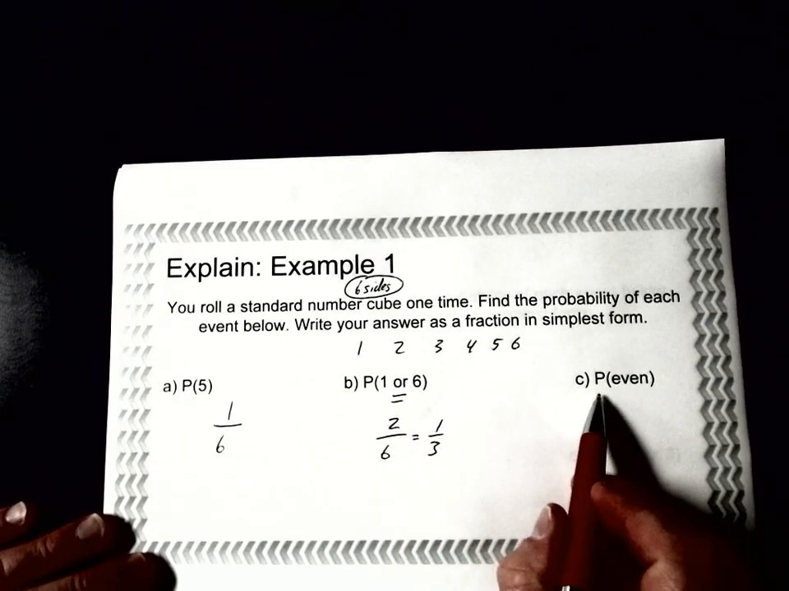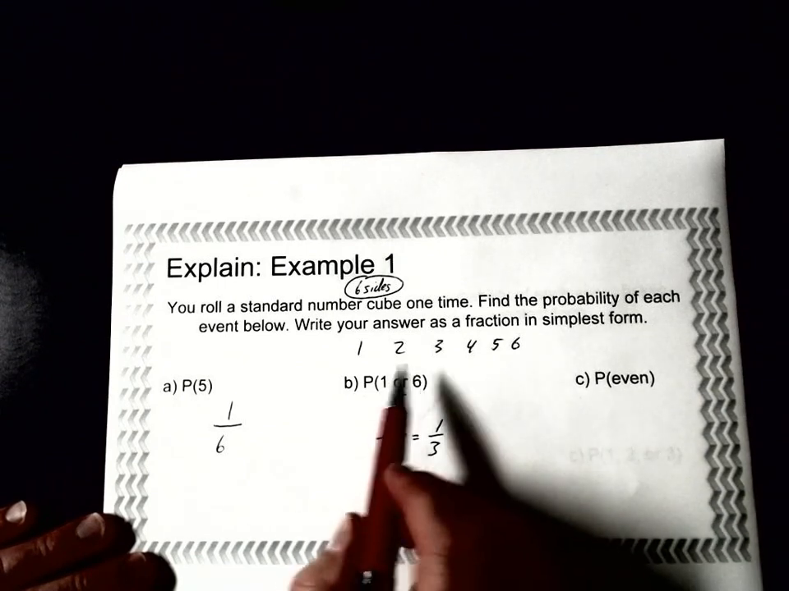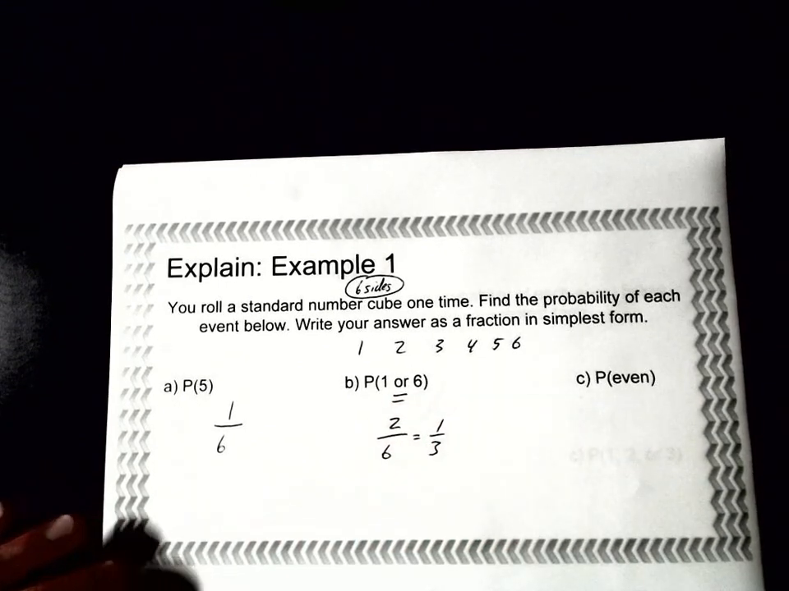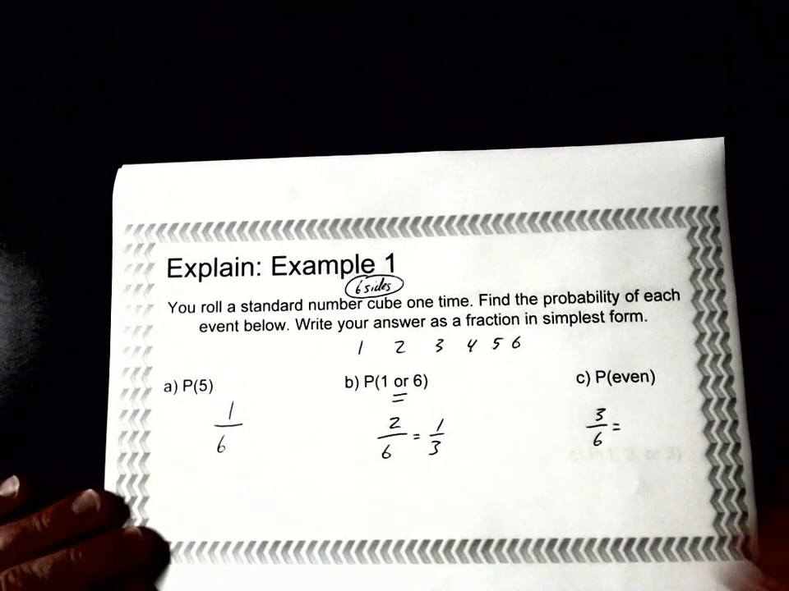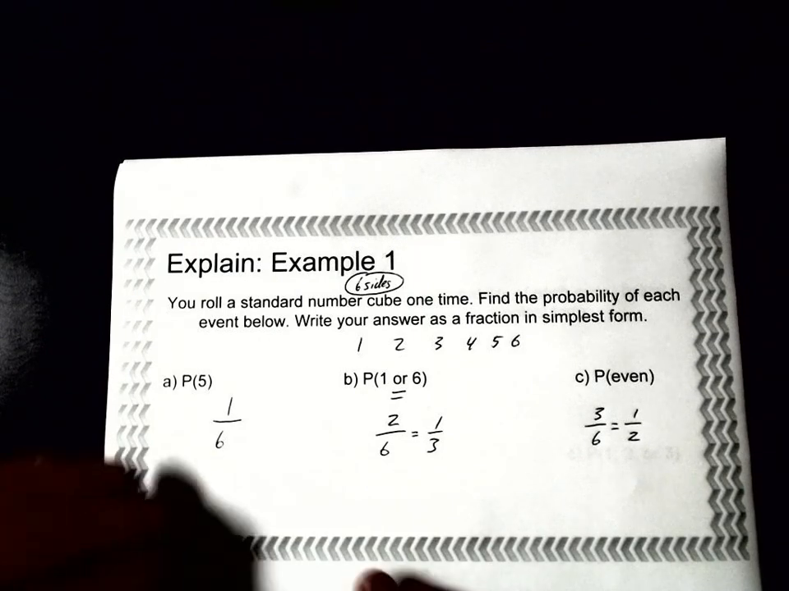C, what's the probability you land on an even number? Well, 2, 4, and 6 are even. That's 3 of them. 3 numbers out of a total of 6, and that reduces to 1/2. Okay, those are the first 3 examples.